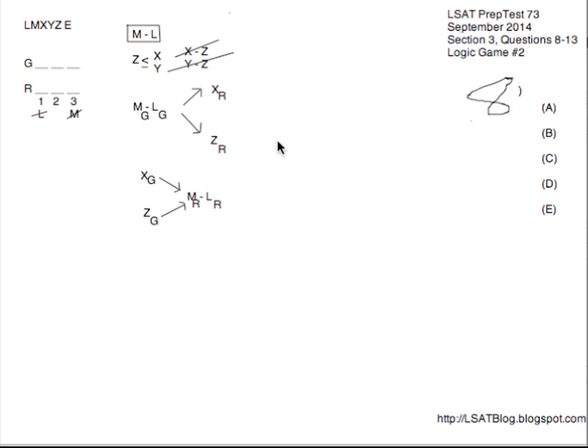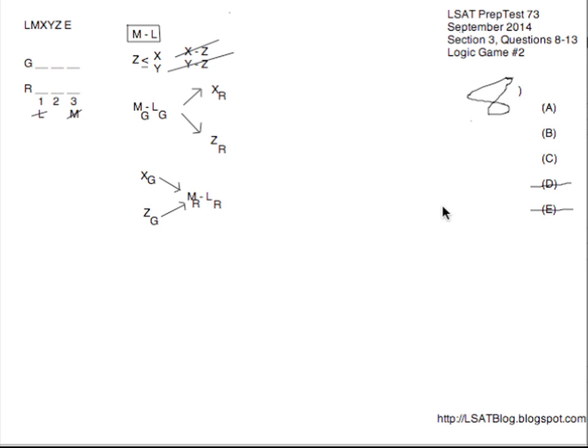looking for violations. So we could take the very simple rule that M is before L and on the same level. So scanning through the choices here, we see that D violates it having L before M, and E violates it having them on different levels. So D and E are both gone for that reason.